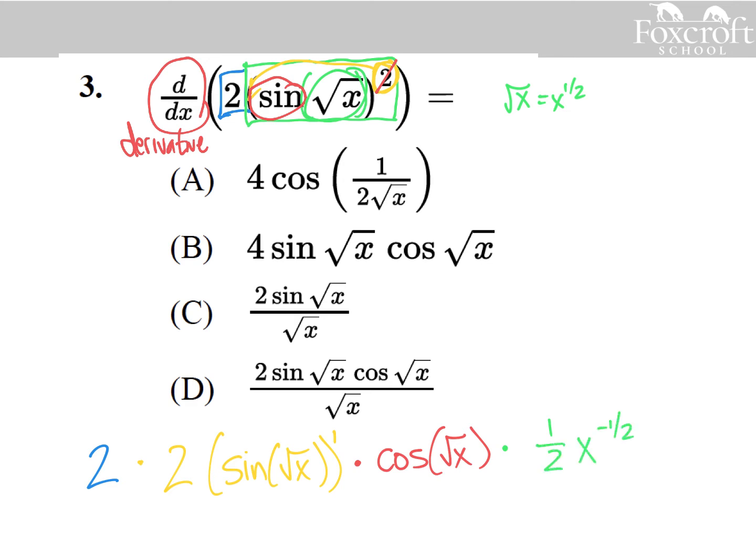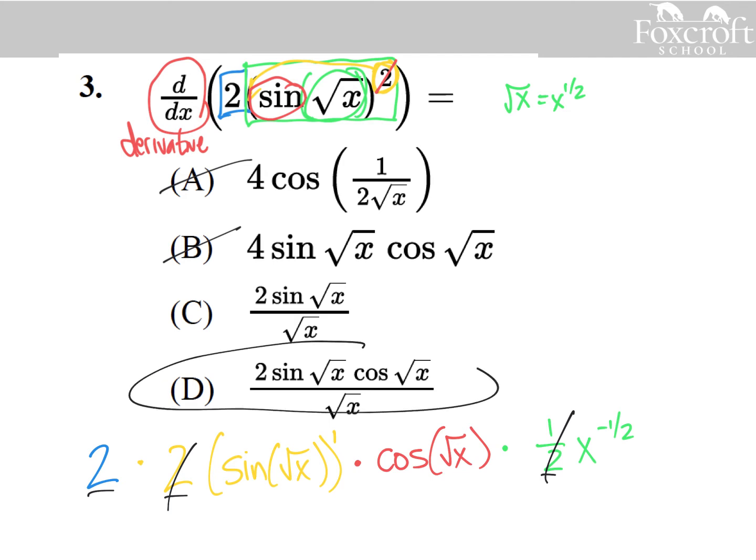All right, now we just need to simplify everything. We have a 2, a 2, and a 1/2, so these are going to cancel. And we're going to have a 2 at the front, so chances are those ones are gone. And then the only one that has a cosine that's left is d. And that d is the answer because this negative 1/2 power here turns into that square root on the bottom there.